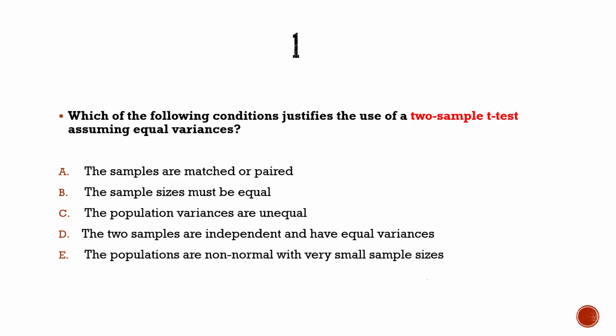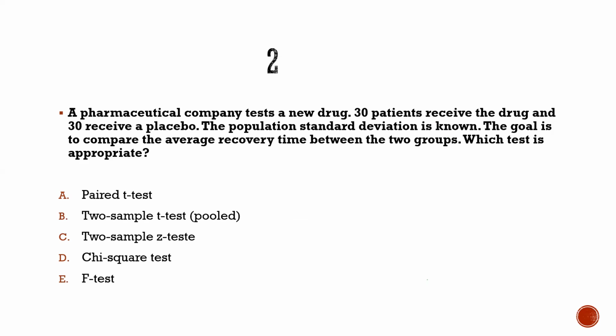The answer is D. The two samples are independent and have equal variances. The second MCQ: a pharmaceutical company tests a new drug. 30 patients receive the drug and 30 receive a placebo. The population standard deviation is known. The goal is to compare the average recovery time between the two groups.